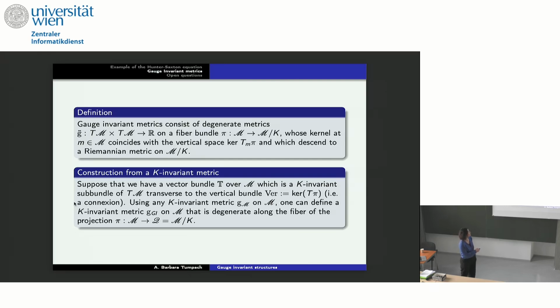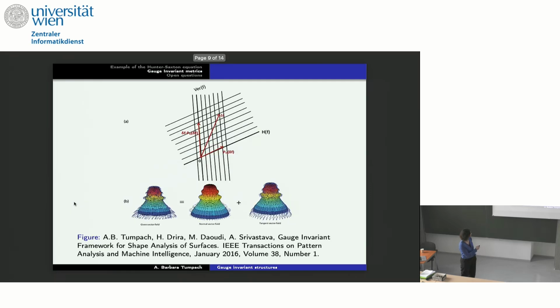And if you start with a k-invariant metric on the total space M, you can define a gauge invariant one just by projecting onto this transversal. So how does it work? And what we get at the end is a non-degenerate Riemannian metric on the quotient. I will give more detail in the next slide. This is what we do actually.